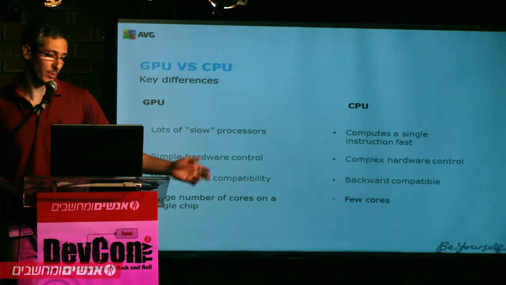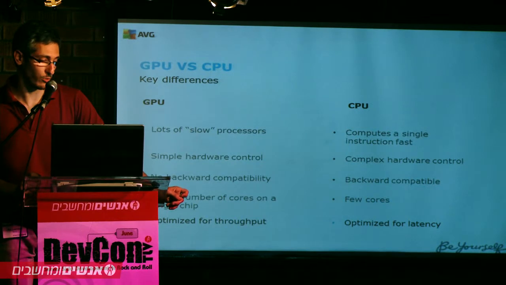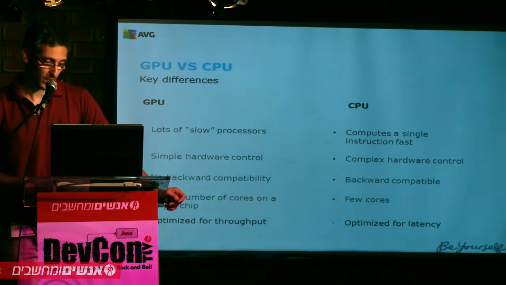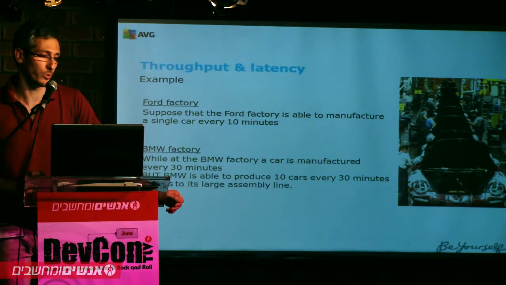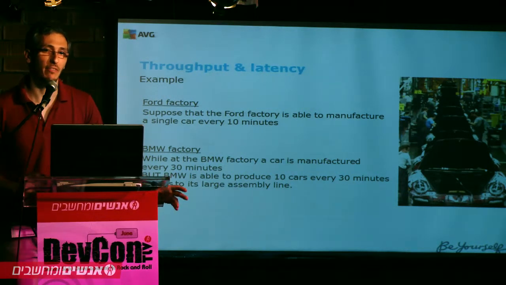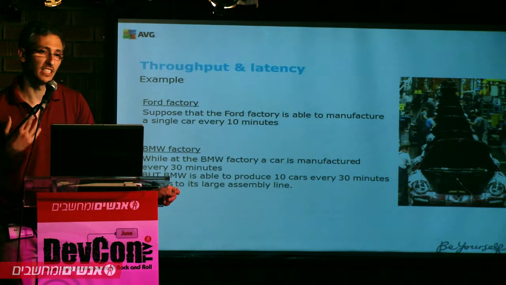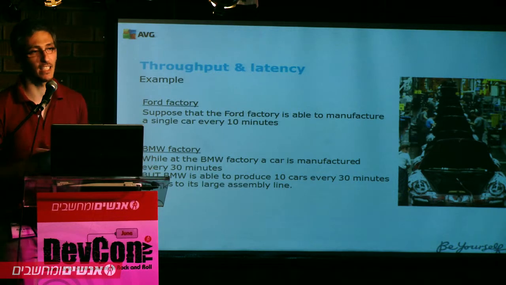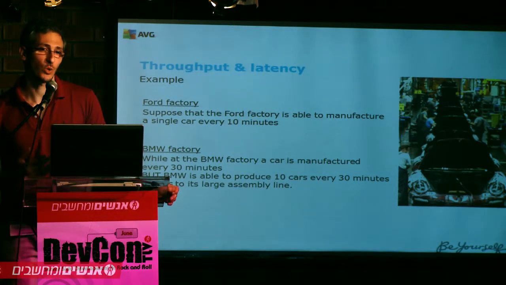Again, the GPU has a large number of cores, and the GPU is optimized for throughput while the CPU is optimized for latency. So just to make clear what the difference between latency and throughput is. Suppose that the Ford factory is able to manufacture a single car every 10 minutes. That is pretty impressive, that's pretty quick, and that's the idea behind latency: to minimize the time it takes to compute a single instruction.